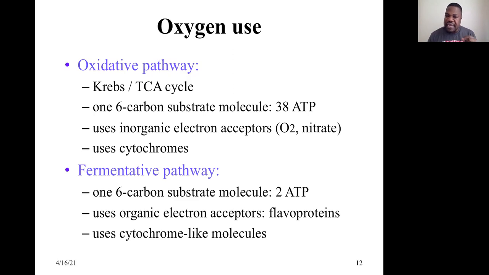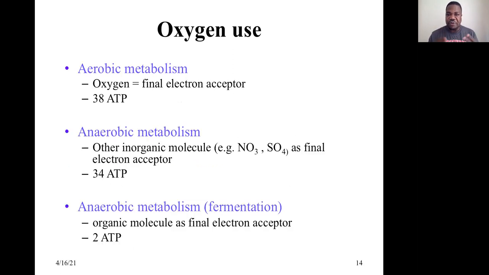They don't use oxygen as the last electron acceptor, but they use flavoproteins. They don't use cytochrome, but they use cytochrome-like molecules. So oxygen is very important for bacterial growth. That's why we can have aerobic bacteria, or aerobic metabolic bacteria. So they use oxygen as the final electron acceptor.